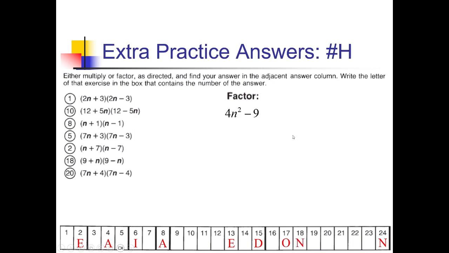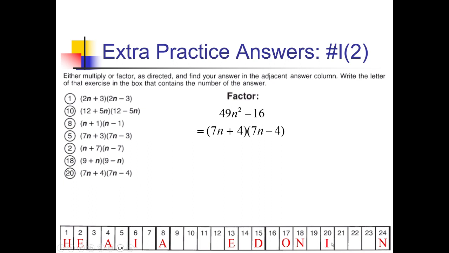Here we have the one and only problem H of the whole puzzle. Square root of 4n squared gives us 2n. Square root of 9 is 3, so (2n plus 3), and then (2n minus 3). So that's right up here with number 1. So the very first letter is an H. Here we go with the second I of the puzzle. Square root of 49n squared, that's going to be 7n. Square root of 16 is 4, so (7n plus 4) and (7n minus 4), which is going to give us this one right here, number 20.